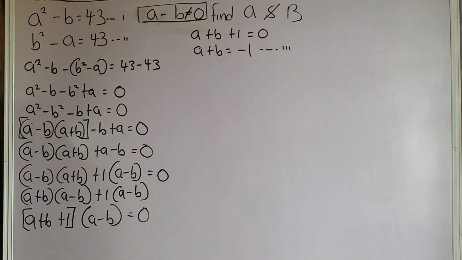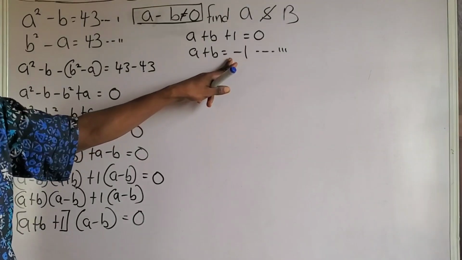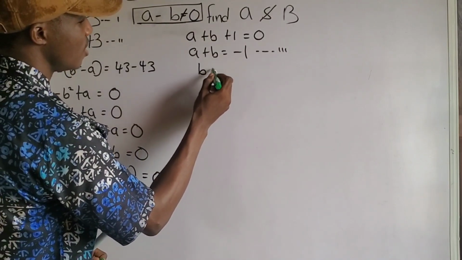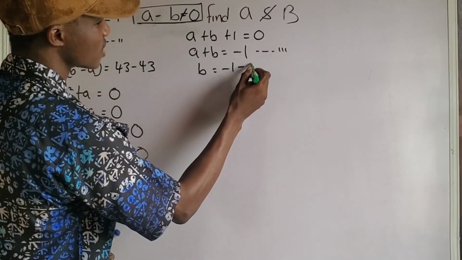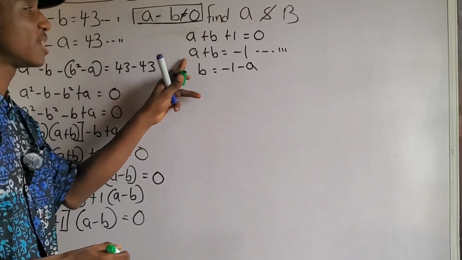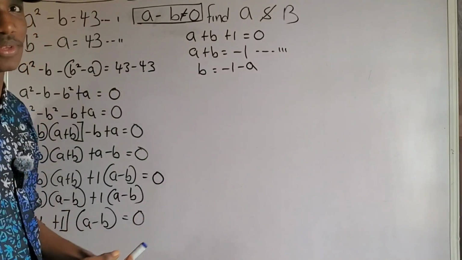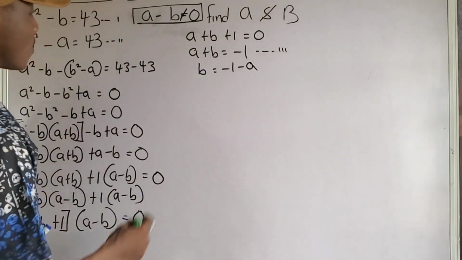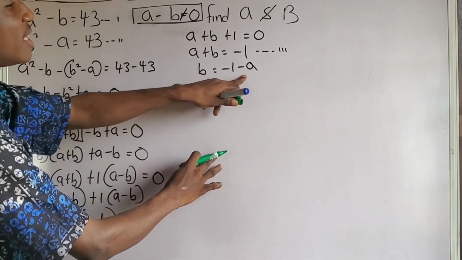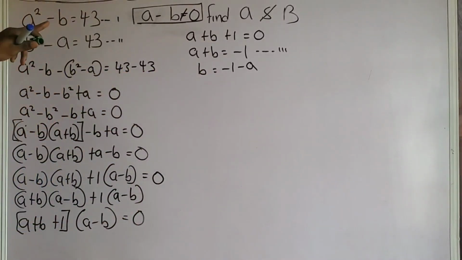Now, having gotten to this point, the next step is that from equation 3, make b the subject of the formula. So I'm going to have b equals minus 1 minus a. Do you understand? Because I'm going to take this positive a to the right hand side of the equation. Now, substitute the value of b as negative 1 minus a into the first equation.